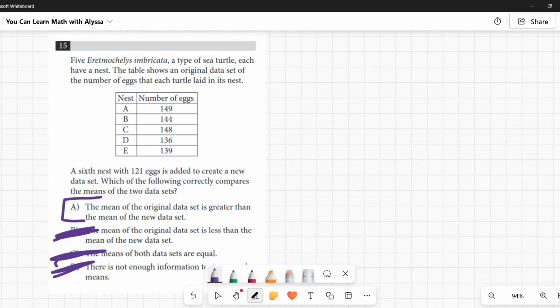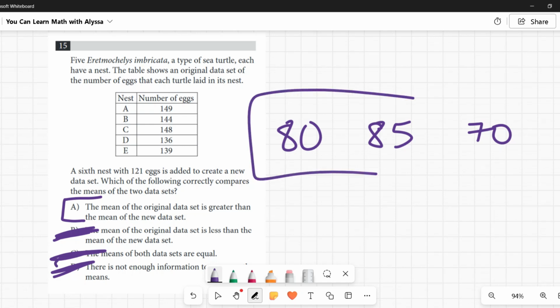Think about it like when you have grades. If you had a couple of tests and you had an 80 and an 85 on your test. Think about in your classes, if on your next test you got a 70, is your average, your grade, going to go up or down? It's going to go down. Why? Because 70 is lower than any of your previous numbers.